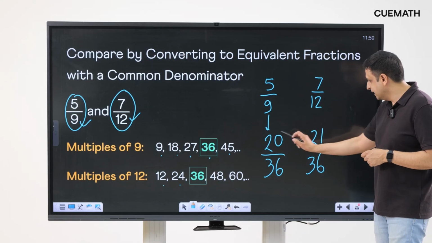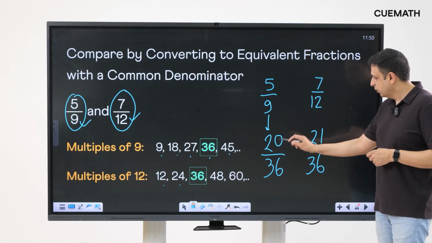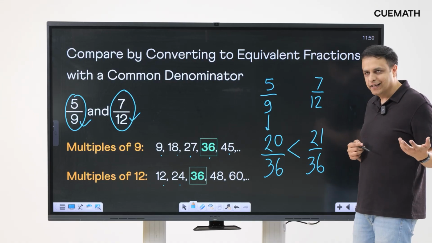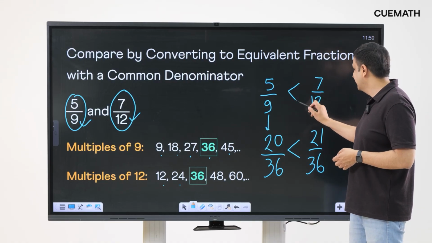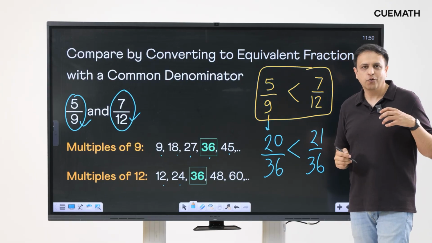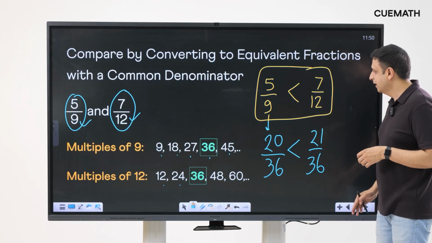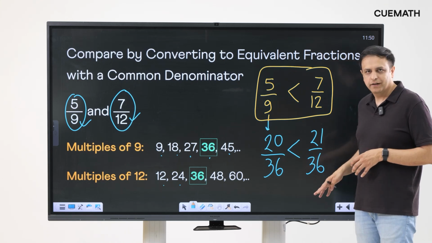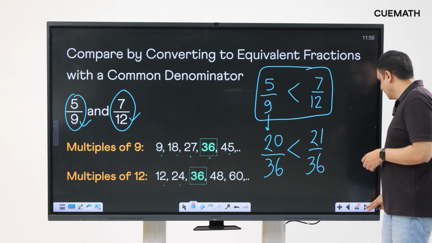Okay, now we can easily compare these two fractions. 20 over 36 will be less than 21 over 36, and therefore 5 over 9 is less than 7 over 12. So this is how you successfully compare two fractions. Convert them into equivalent fractions with the same denominator and do the comparison.